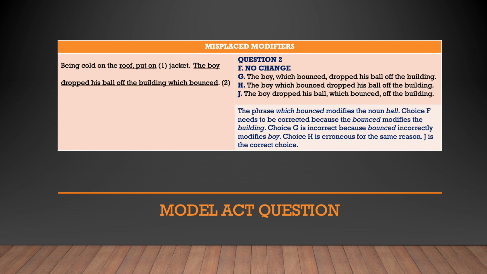Let's review model ACT question 2. The phrase "which bounce" modifies the noun ball. Choice F needs to be corrected because "which bounce" modifies the building. Choice G is incorrect because "bounce" incorrectly modifies boy. Choice H is erroneous for the same reason. J is the correct answer.